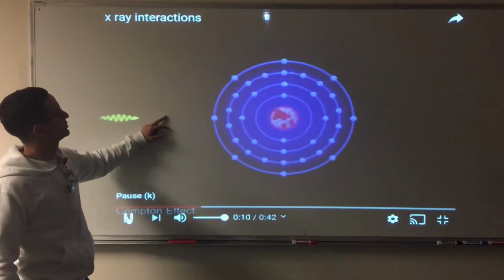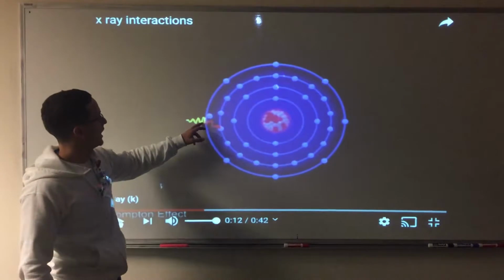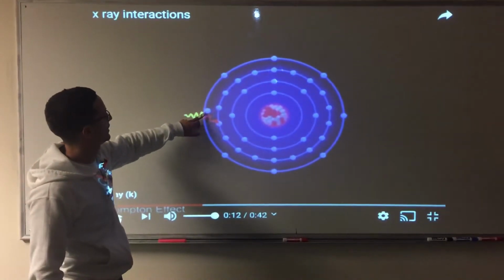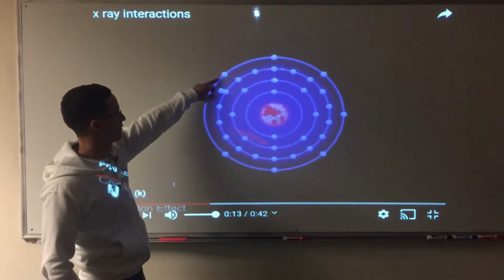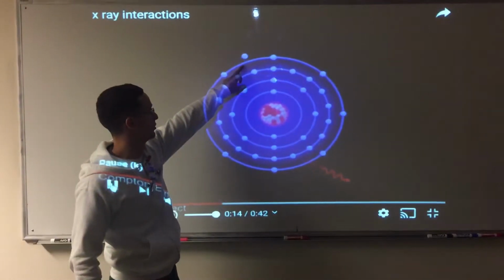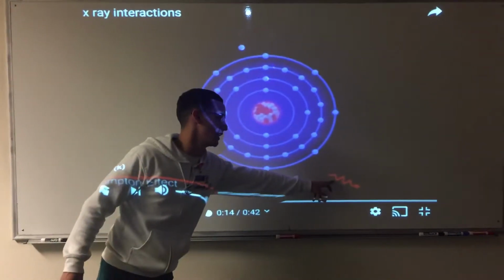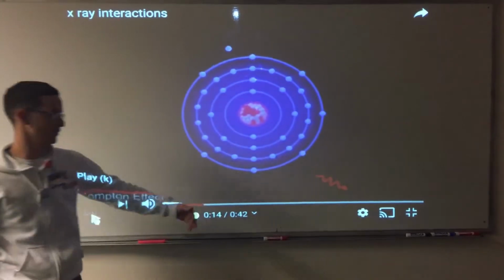So this is an animation of the scatter interaction, and you'll see here when it comes in contact with the outer shell electron, knocking it out of the outer shell, which will be known as the recoil electron, and then here you see the scattered photon exiting the atom.